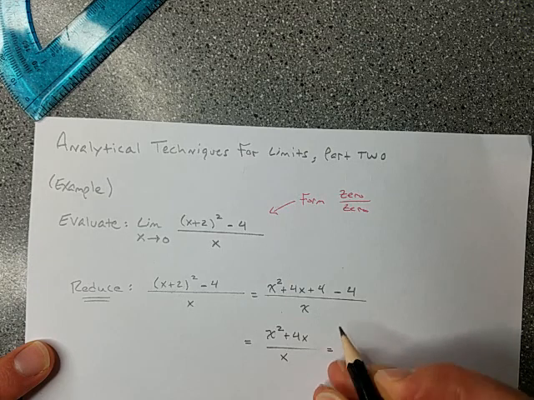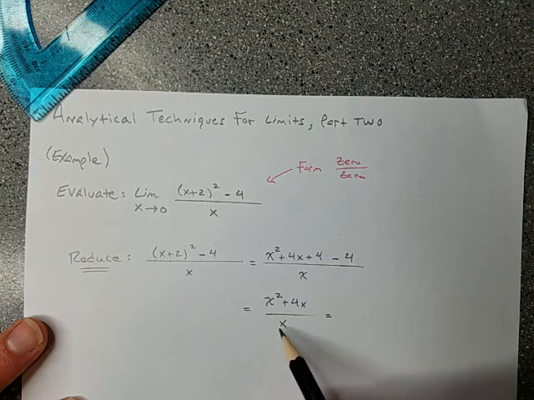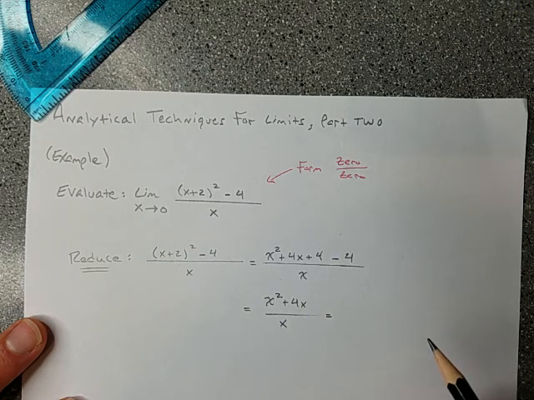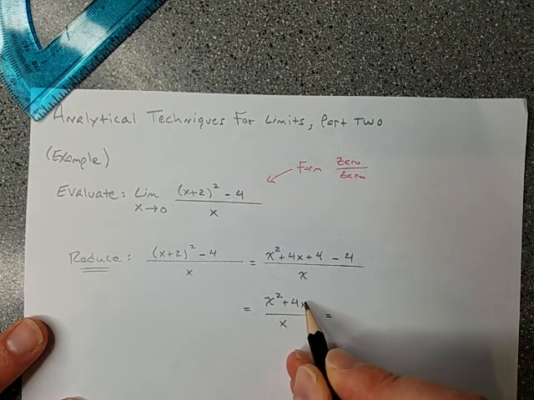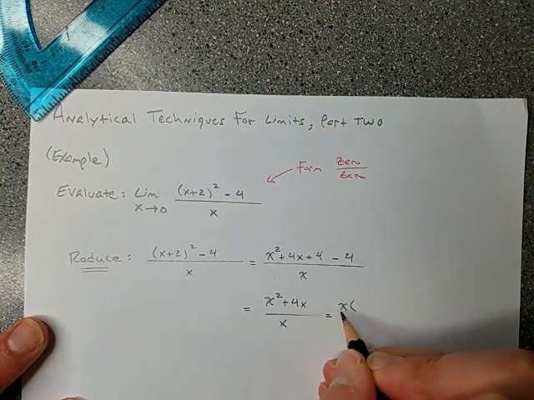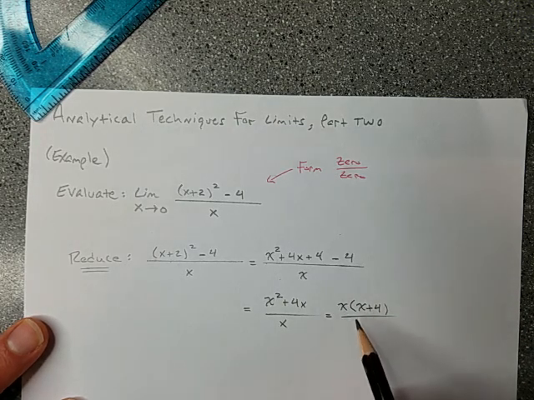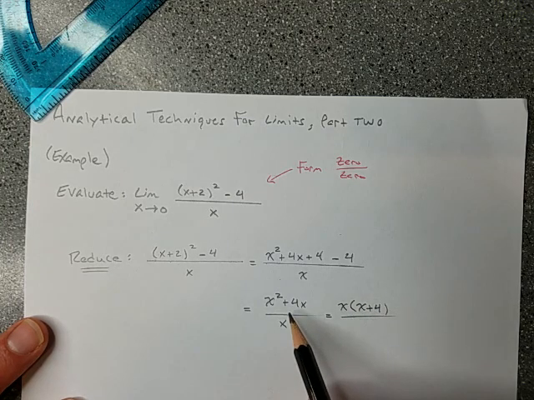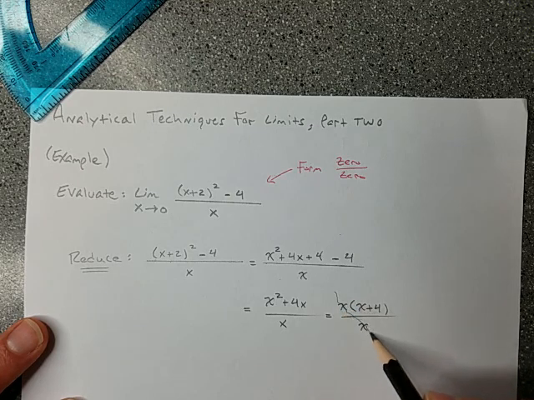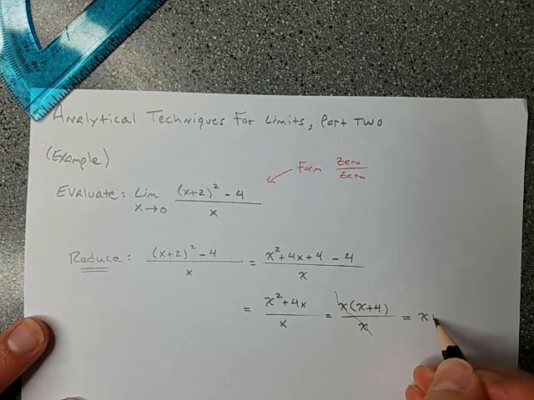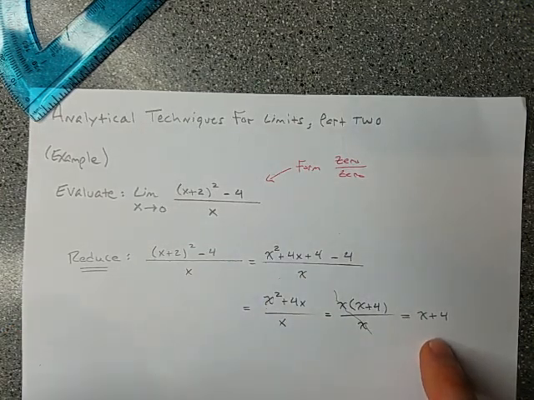And then next I realize that there's some canceling with the x's I can do. Do I cancel those? No, I don't cancel those. I can only cancel things through division that are multiplied. So I factor out an x. Is that right? Yeah, if you multiply this back out, that's going to be x squared plus 4x, so that's correct. And then these cancel, right? And we're just going to get x plus 4. Now it's reduced. I can't imagine reducing it any more than that.